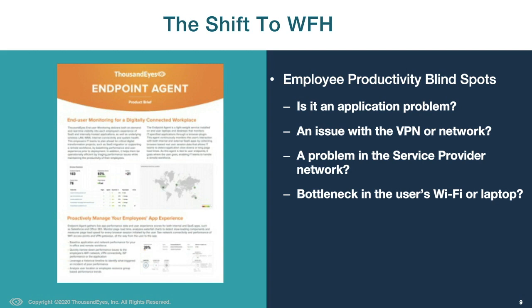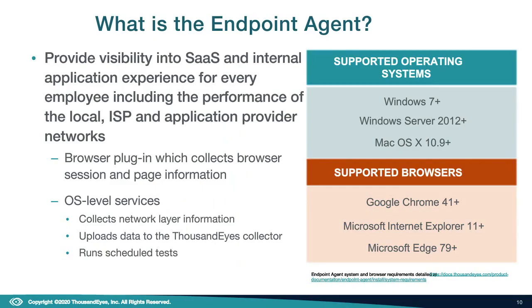Is this a Wi-Fi problem? Is this an ISP related issue? Is there a problem with the VPN that they're using or VDI instance that they're using? Or is there an overarching application level issue that we need to be aware of? These are all the different problems that we're going to be able to handle with our Endpoint Agent.